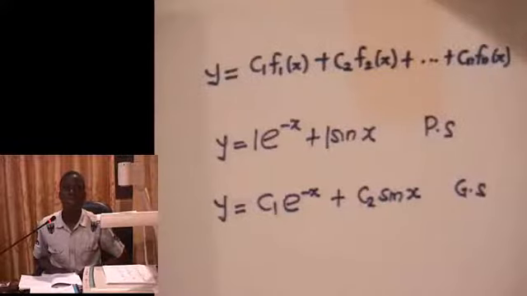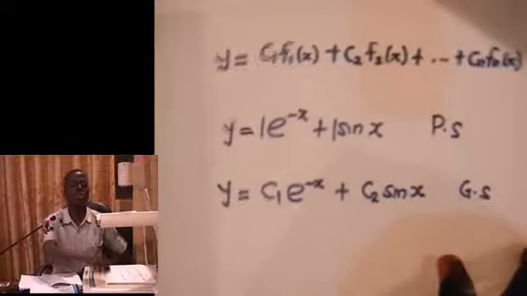So now to what we are here for today: how to determine a differential equation from a general solution. I want us to note this very quickly. The number of arbitrary constants you have in a general solution determines the order of that differential equation. Again, the number of arbitrary constants you have in a general solution determines the order of the differential equation.